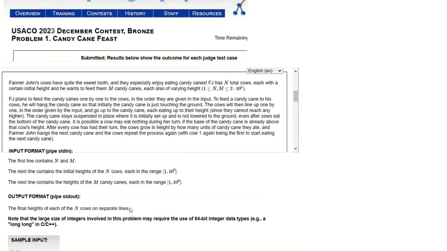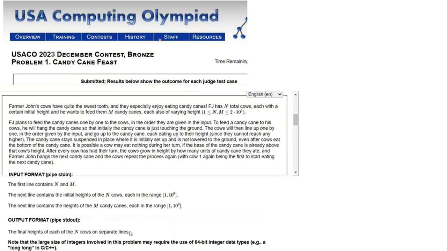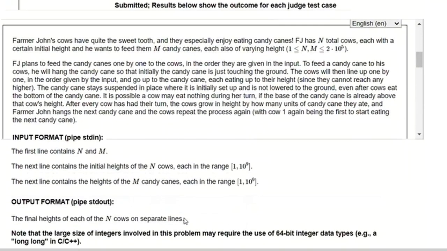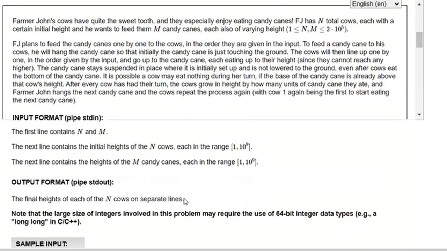Now let's try this USACO problem. So first, read this problem, pause the video, and read it on your own.